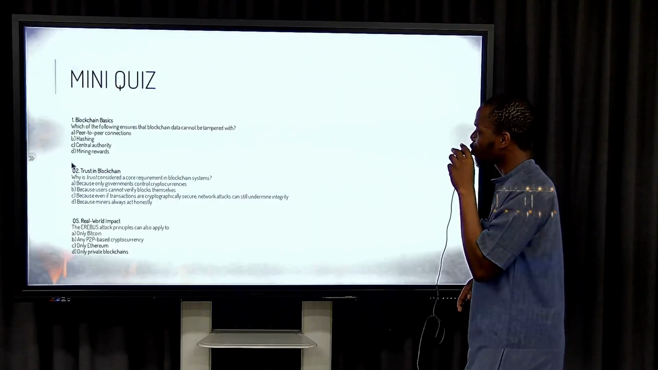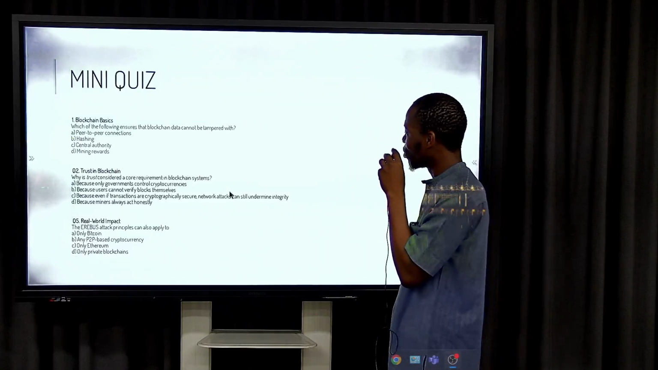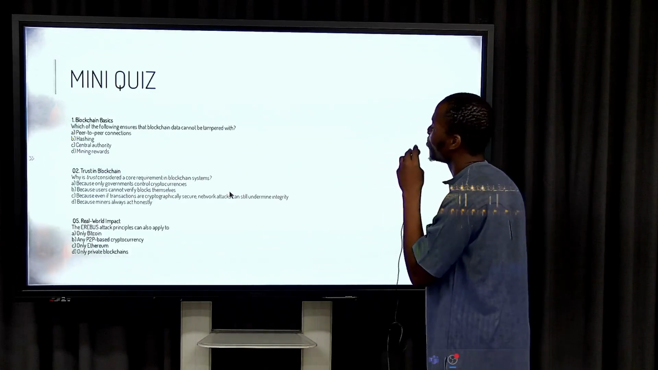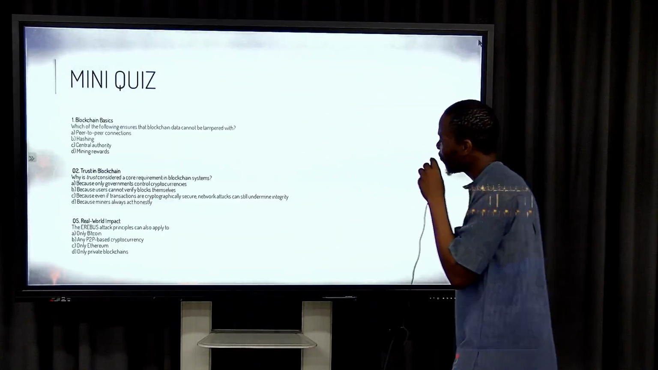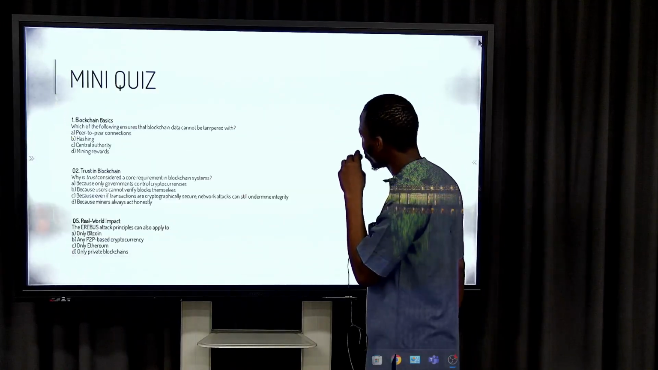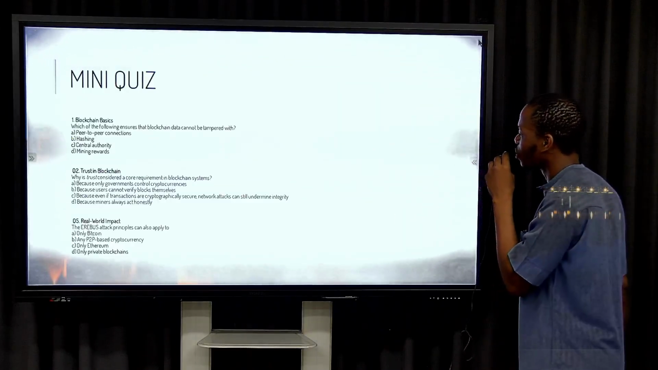Likewise, question 2, trust in blockchain. Why is trust considered a core requirement in blockchain systems? A, because only governments control cryptocurrencies. B, because users cannot verify blocks themselves. C, because even if transactions are cryptographically secure, network attacks can still undermine integrity. And D, because miners always act honestly.